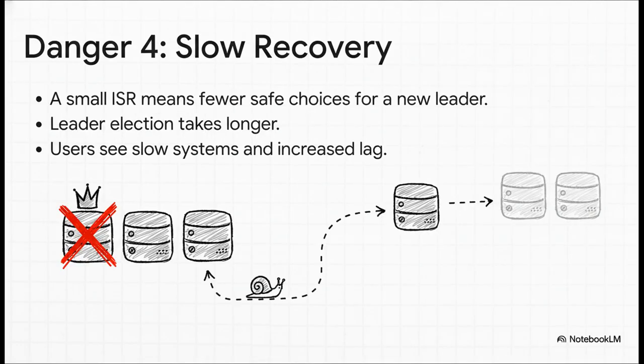Oh, and the problems just keep piling up. Kafka's magic trick, its automatic failover, relies on picking a new leader from that trusted ISR list and doing it fast. But when that list is small, there are fewer choices. The whole election process can slow down. And your users, they won't see some technical error message. They'll just feel it. The system gets sluggish, data seems delayed. That's the consumer lag kicking in.